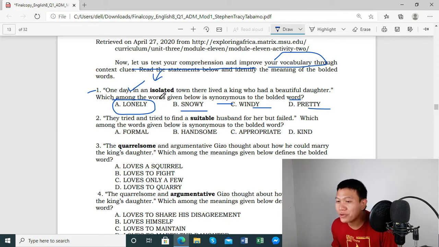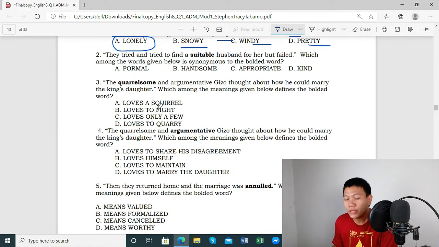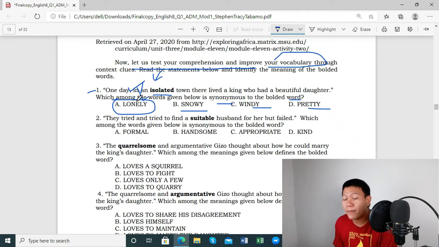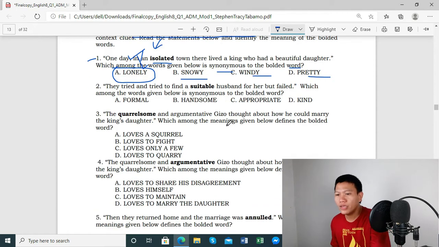When we say isolate, mag-isa, di ba yung mga may COVID, ina-isolate sila. So if you are isolated, its meaning in this sentence is lonely. Only in this sentence, huh? In other sentences, we can use isolated with other meanings, okay? So we can define the words depending on how they were used in the given sentences. Okay, let's continue.